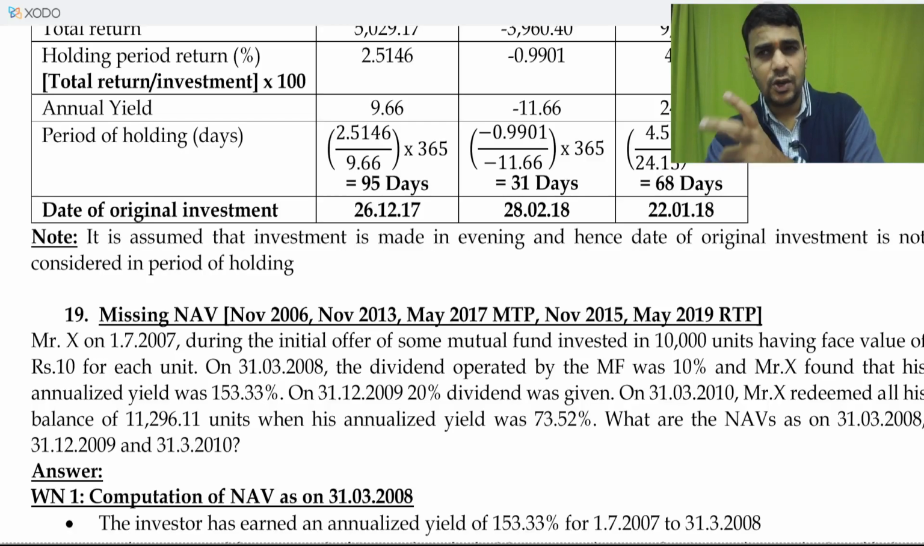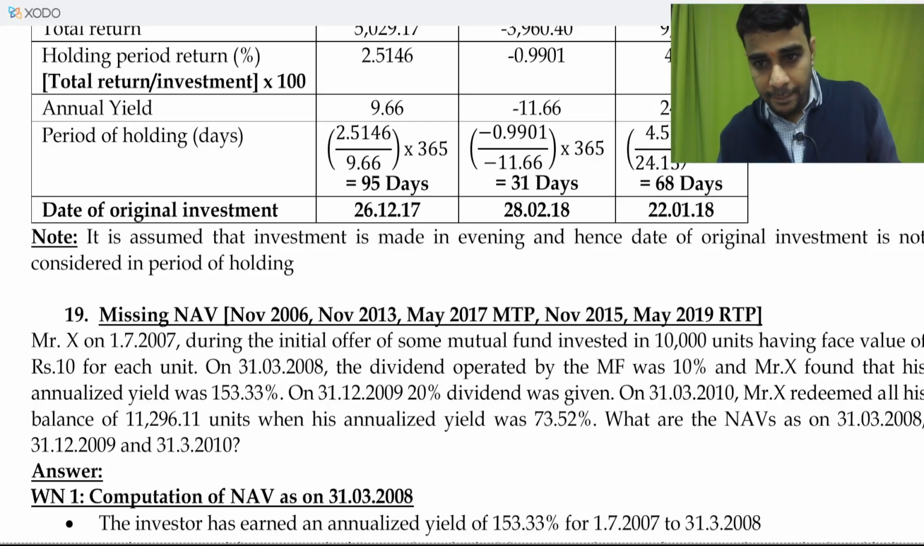10,000 has become 11,296.11. This indicates what, indirectly? This is a dividend reinvestment plan. This can't be a bonus plan. A bonus plan means they have to tell me some ratios and all. They have talked about the dividends paid by the mutual fund.